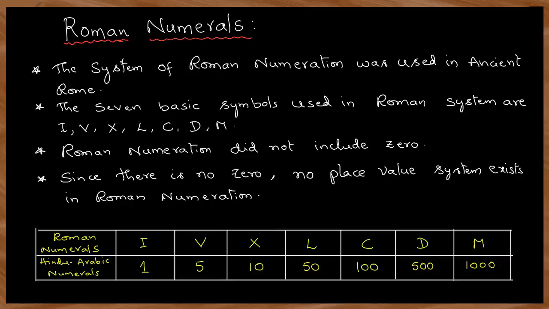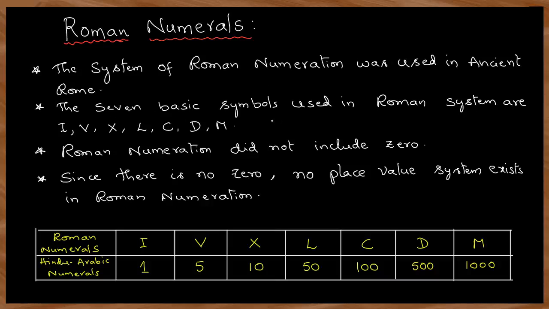This is also one type of number system, but it has been used in ancient Rome only. Nowadays we are using only Hindu Arabic numerals. Rarely we use Roman numerals, while writing the number of the chapters. Like that only we will write the Roman number system, and on the wall clocks also you can find these numbers. So the system of Roman numeration was used in ancient Rome.